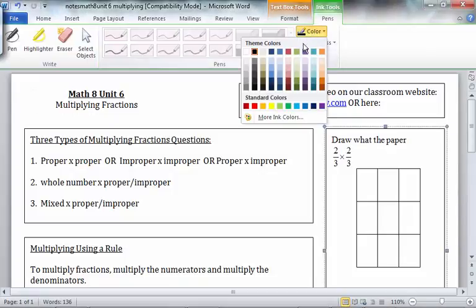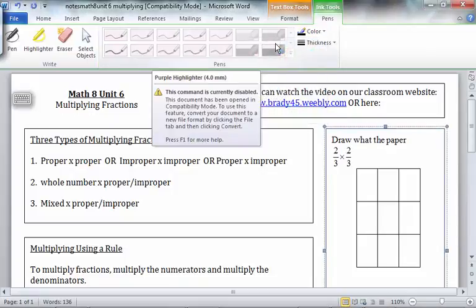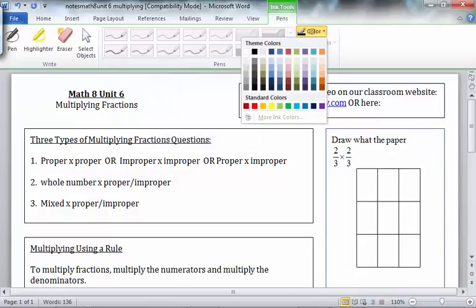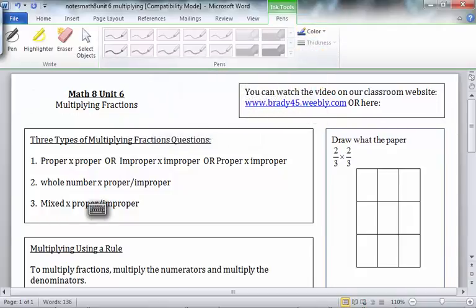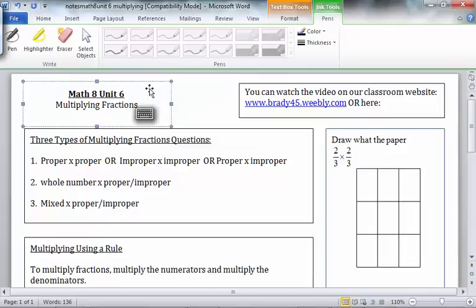Hi, welcome to our video on multiplying fractions. So I'm going to show you how to multiply using a model and then also a rule, and you can work with whatever one works best for you. Right off the bat, there's three big types of questions.